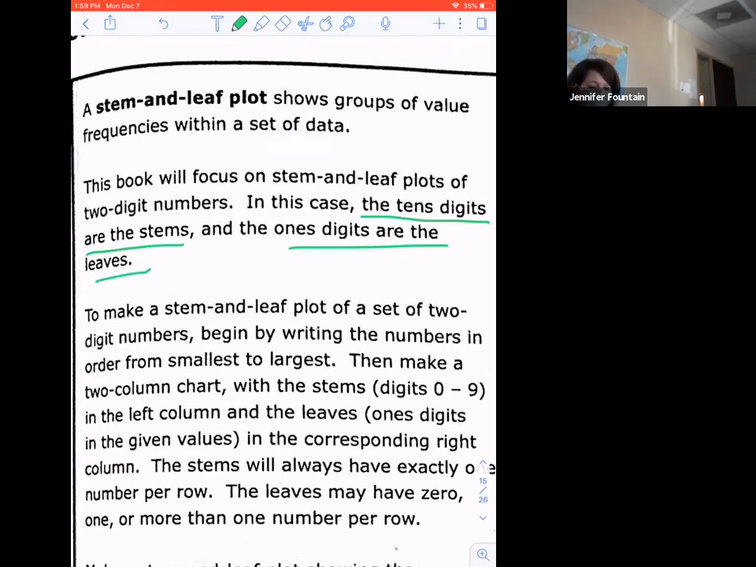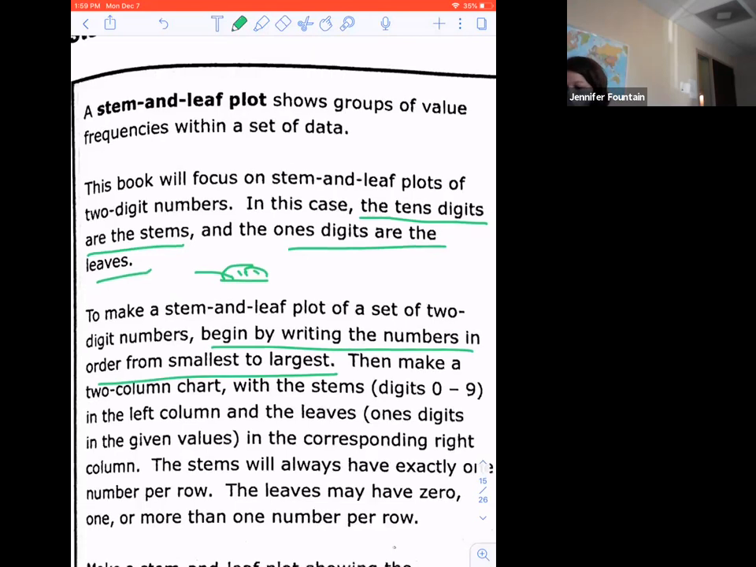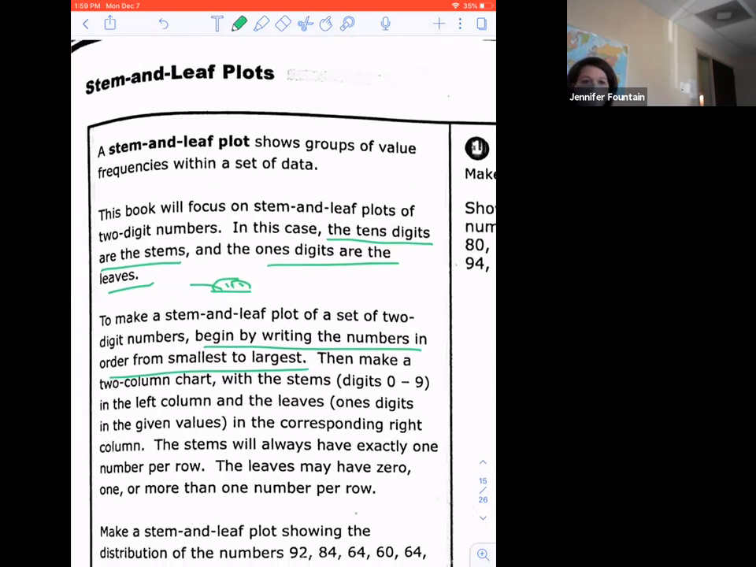So basically think about if you have a stem, and then it has a leaf that comes off of it, right? The leaf is part of the stem, right? So I know that I have the leaf, and I have the stem that leads to the leaf. And so to make a stem and leaf plot of a set of 2-digit numbers, begin by writing the numbers in order from smallest to largest. So the first thing we've got to do is put them in order.